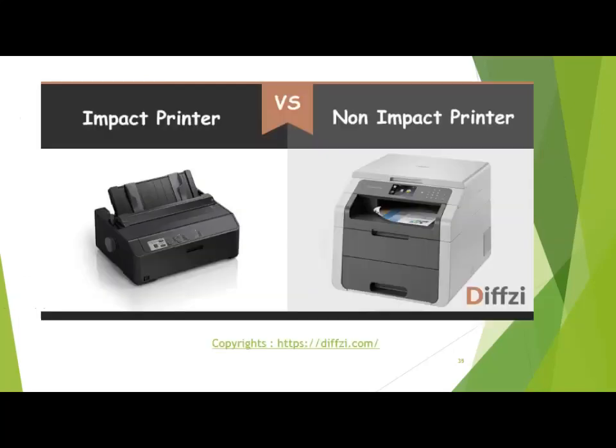So these are two types of printers: impact printers and non-impact printers. On the left side is the impact printer. An impact printer is very noisy and slow. It is used for draft printing, rough printing, but it is very low cost. Its operational cost is very low.